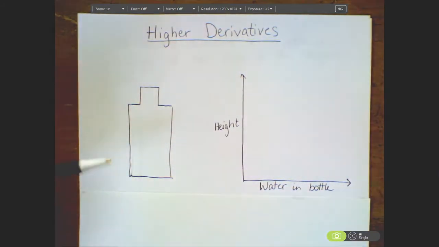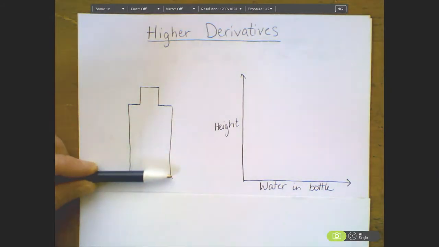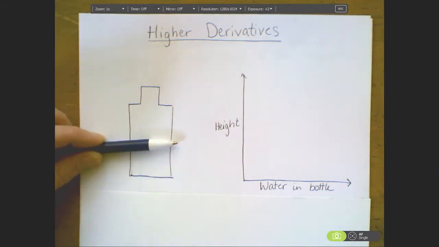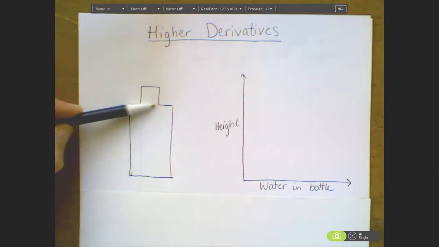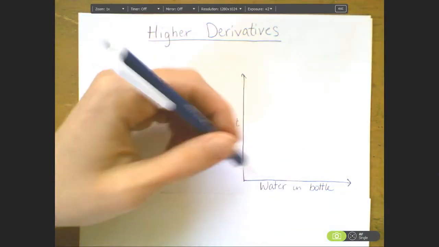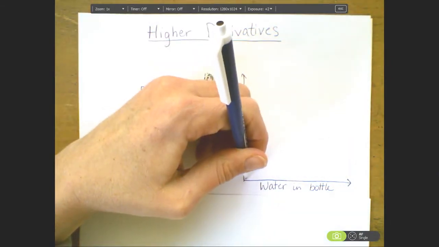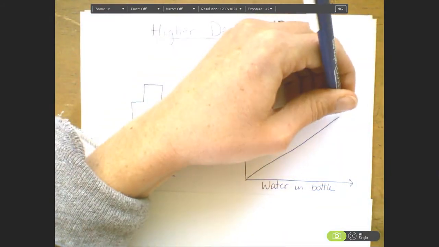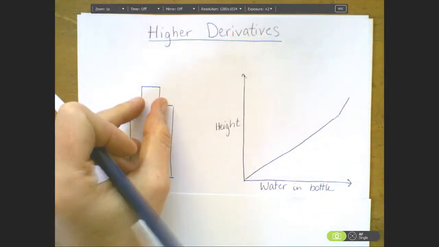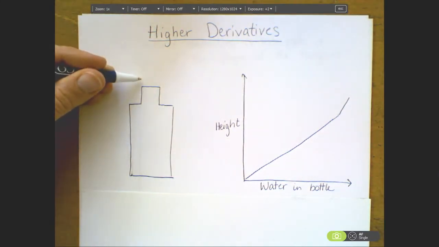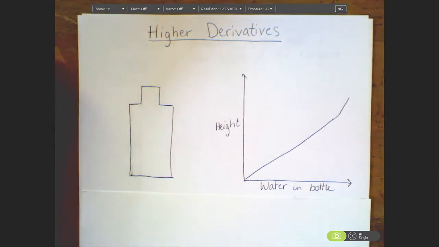And we see that for this initial bottle, as we add increasing units of water into the bottle, the height is going to increase at a steady rate until we get to this neck of the bottle. So for this first part of the bottle, as I add water into the bottle, the height is going to increase at a constant rate until I hit the neck of the bottle, and then it's going to increase faster because there's less width here, which means that a smaller amount of water is going to make the height of the water increase at a faster rate.